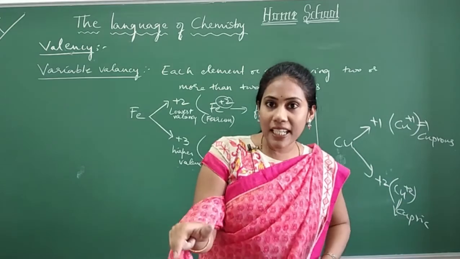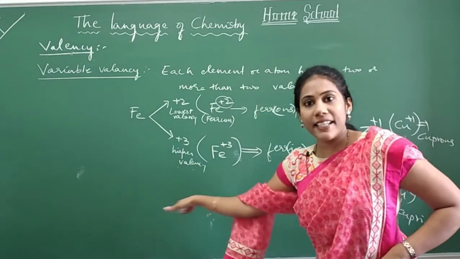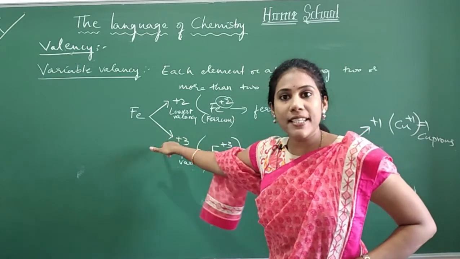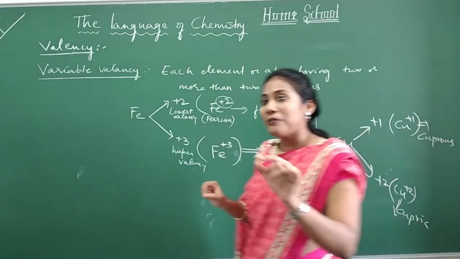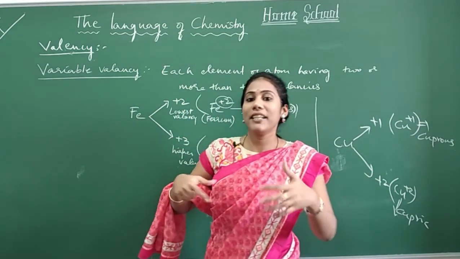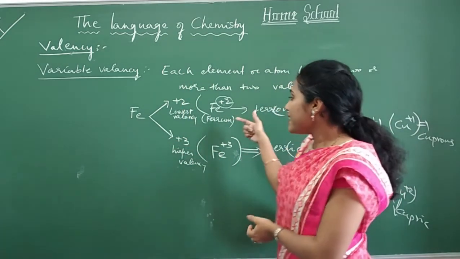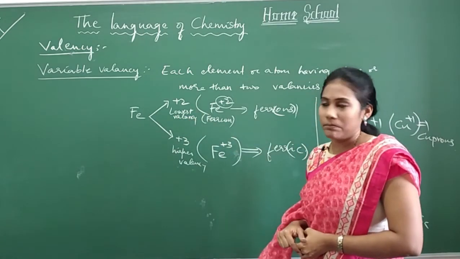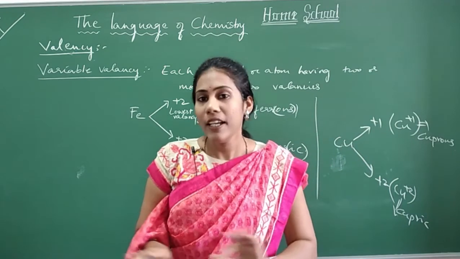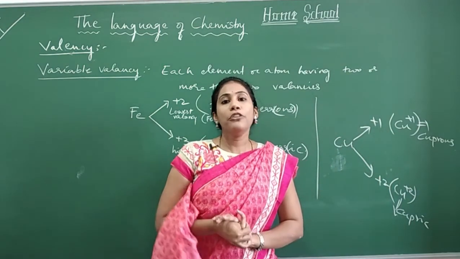Whenever I say ferric, iron, which valency does it have? +3. Whenever we say ferrous, iron only, which valency does it have? +2. So from the names also you can tell what valency is observed in a particular atom, like in the case of atoms having variable valency. Okay, so this is all about valency.